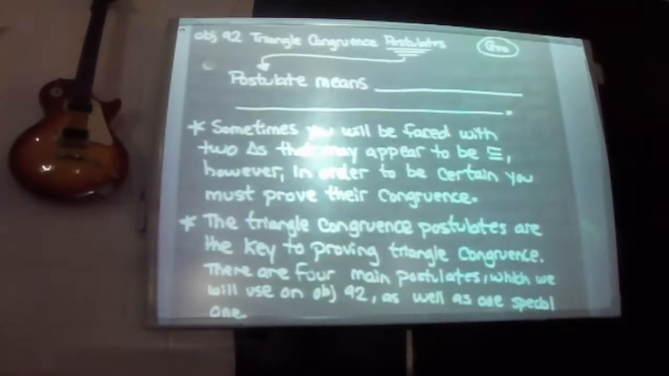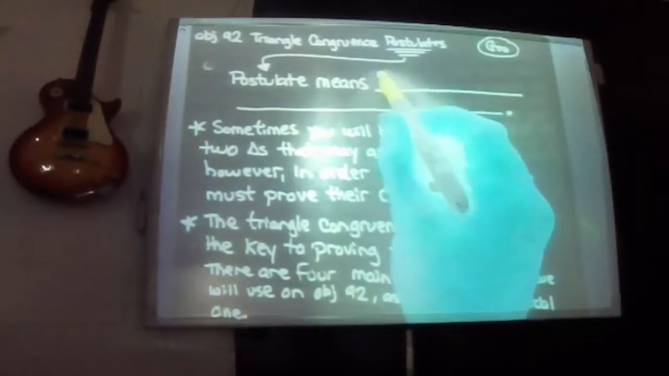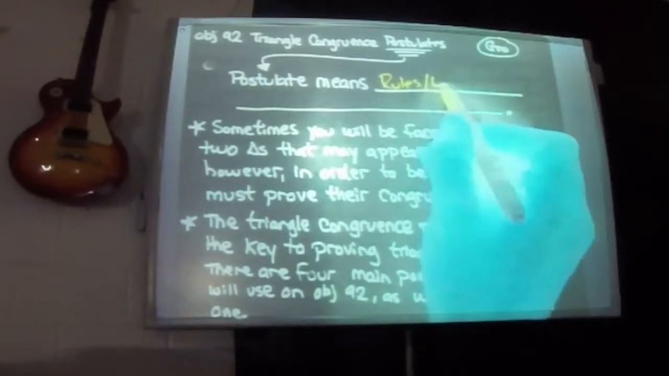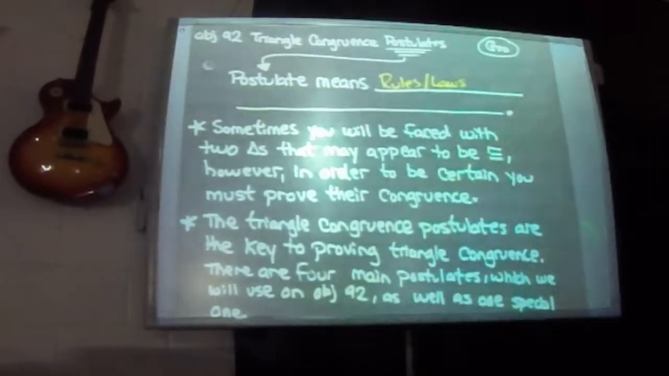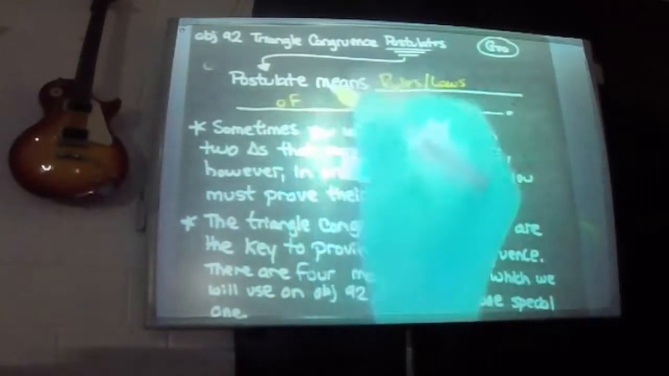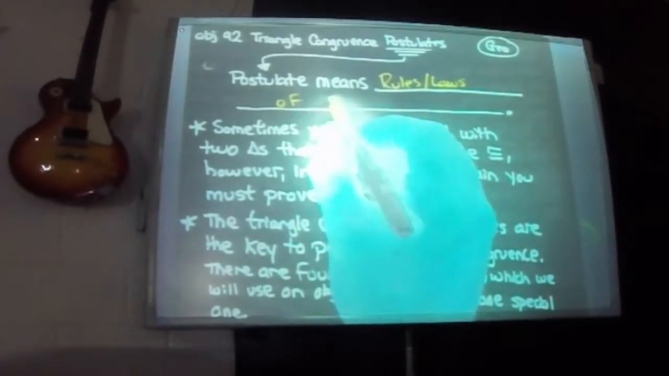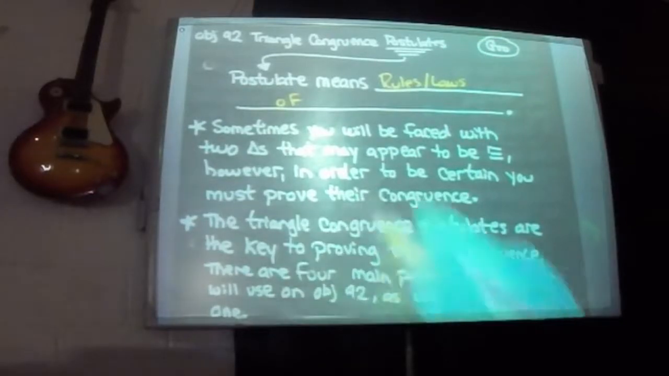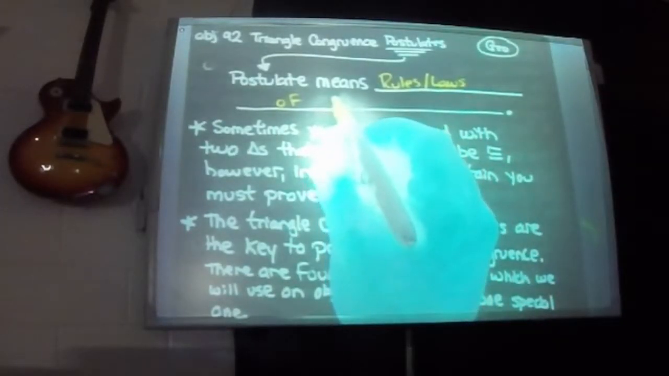In geometry, the postulates are like the rules or the laws of geometry. When something's called a postulate, it's just a fact and it's undisputed. That is the way it is. These are like the commandments of geometry. Rules or laws, however you want to think about it. If something's a postulate, it's going to be true in every case, so we can use it to our advantage.